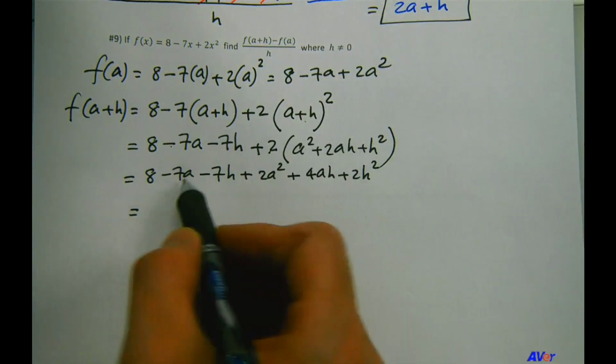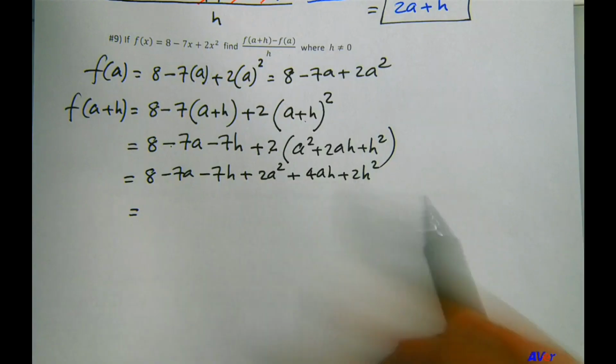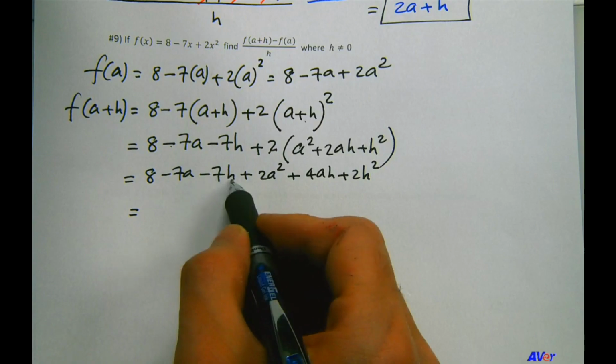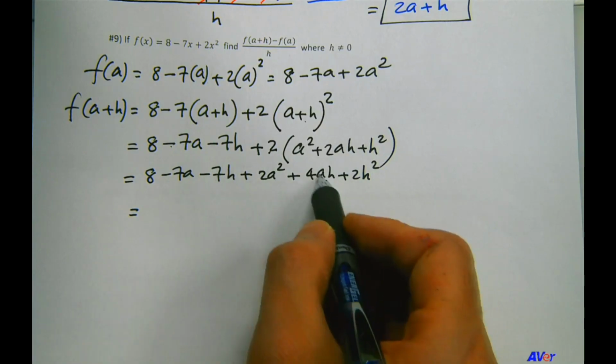Do we have another a term besides minus 7a? No. Do we have any h terms besides minus 7h? No. That's a, not h. And that's h squared, not h.